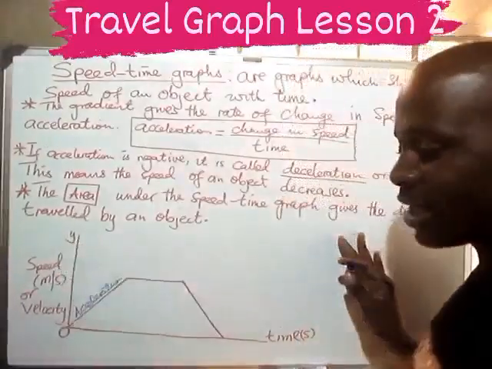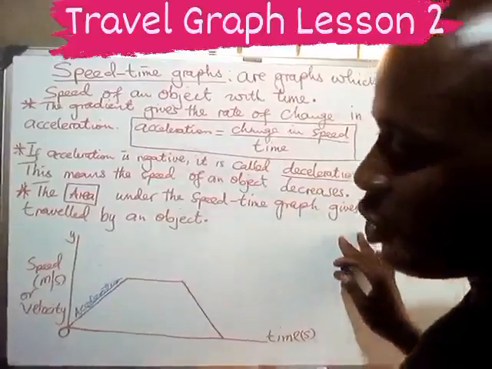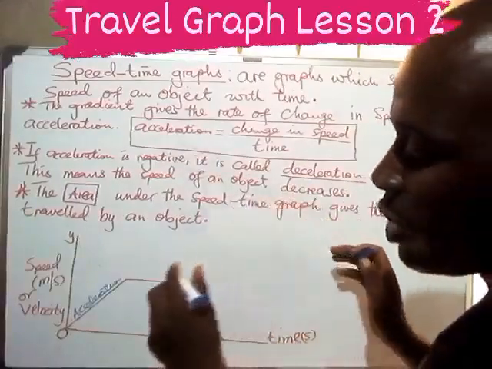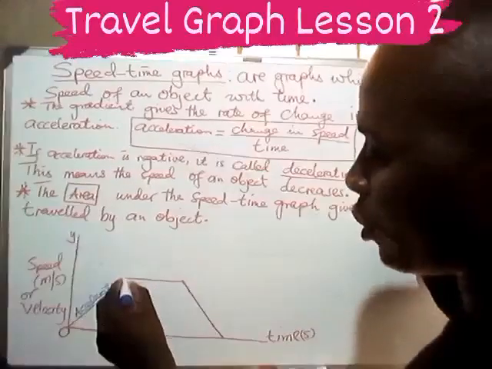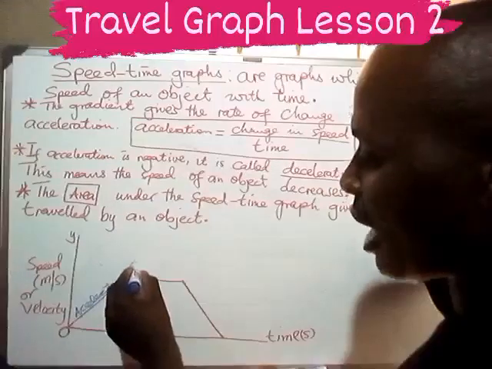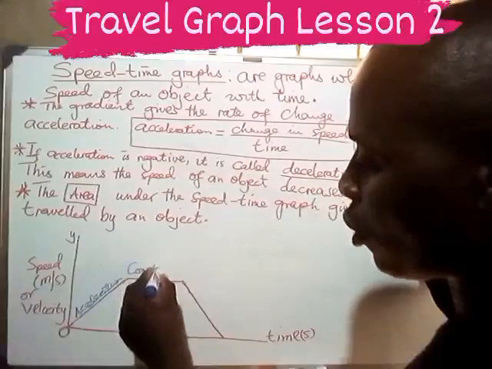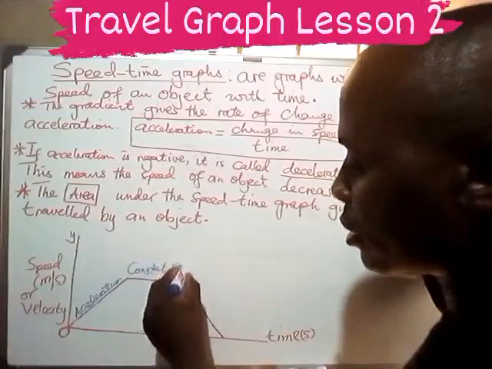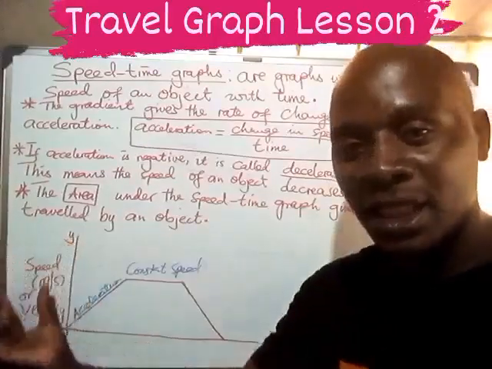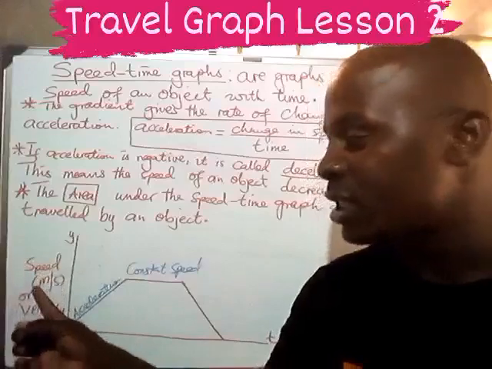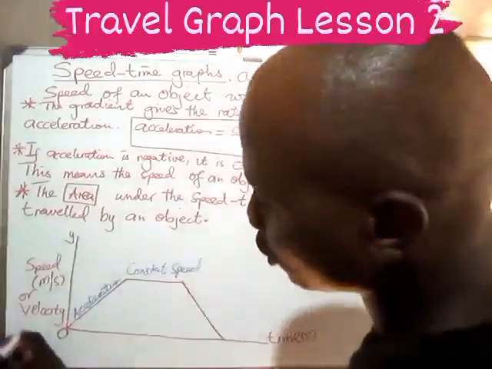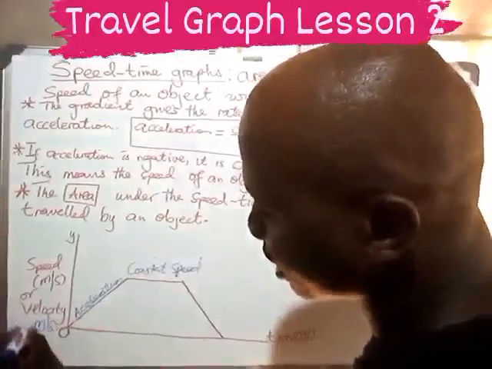So this is acceleration, okay, because the speed here is increasing. Now, when we come to this one, we have also this part here. This one is known as the constant speed or constant velocity. When you look at this part here where the y-axis has written speed, which is in meters per second, or velocity, it is also in meters per second.